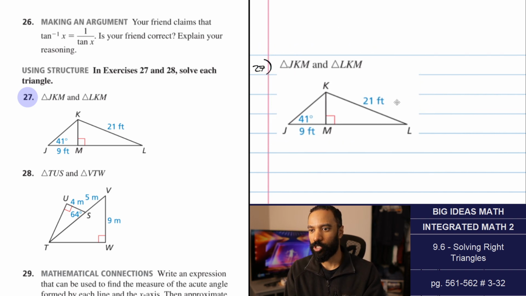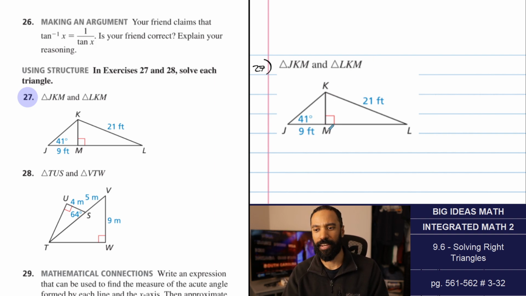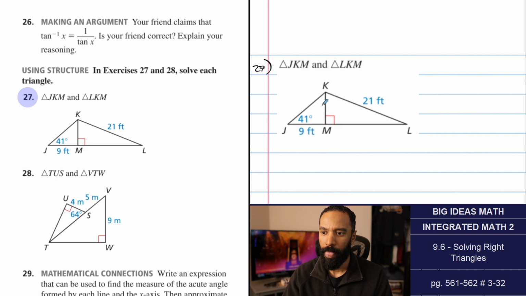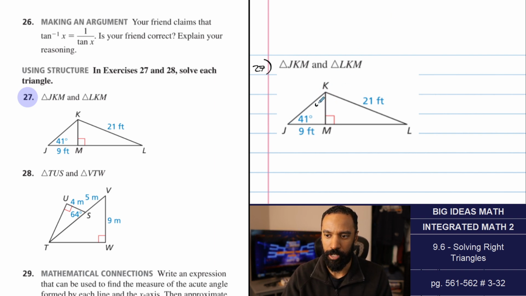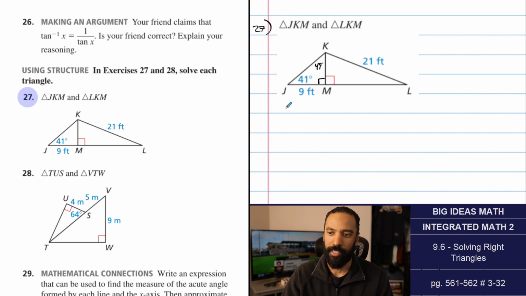All right, triangle JKM and triangle LKM. Let's start by finding values within JKM. I think I just have more information here overall. I can find this side length and this side. Well, let's start with this. I can find this angle measure. That's 49 degrees, right? These add to 90. This is a right angle, by the way. Let's use the 41 to find these other things, though.